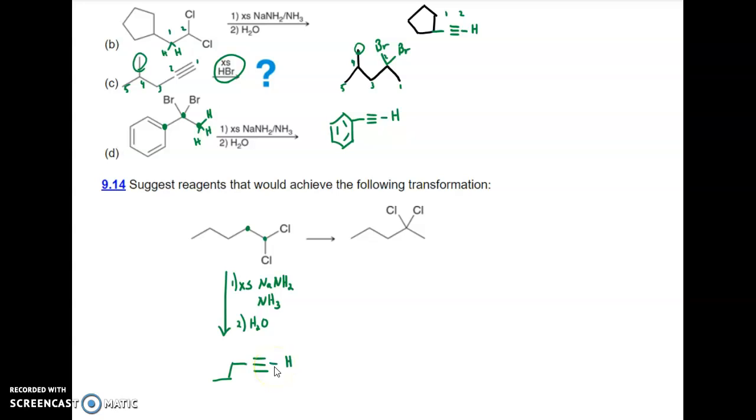Again, we may need to count our carbons. We've got 1, 2, 3, 4, and 5. 1, 2, 3, 4, and 5. When you draw these structures, start putting in triple bonds, it's easy to get kind of confused. Okay, so now we want to re-add the chlorines, and we're going to add that by doing an excess of hydrochloric acid. And that will add them here in the more substituted position.